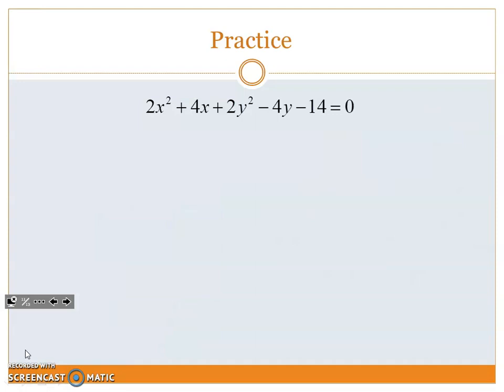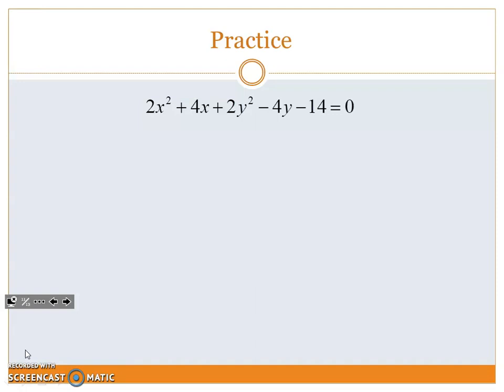Okay, 2x squared plus 4x plus 2y squared minus 4y minus 14 equals 0. This one we're not ready to do yet. You cannot have a number in front of your x squared and a y squared. And every year I have kids, they'll say, okay, well, what if you have a 3x squared and a 2y squared? That's not a circle.